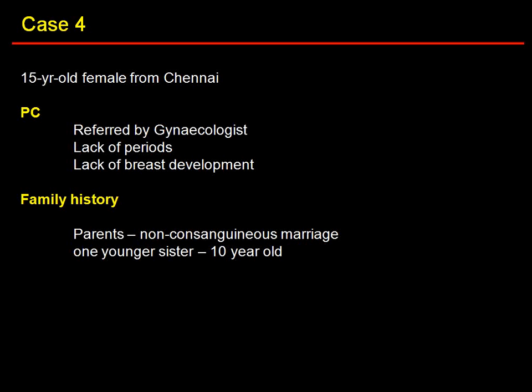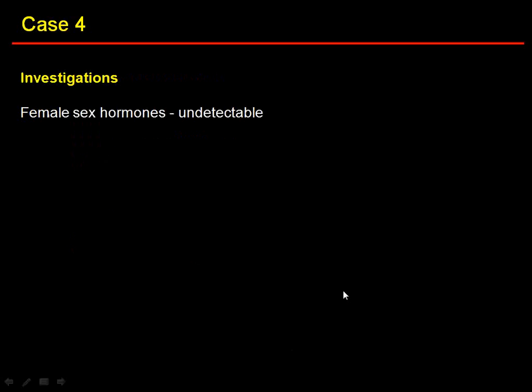This was a 15-year-old female, again from Chennai, referred by a gynecologist who saw her locally because the child did not develop periods, did not start having a period, and there was lack of breast development. The parents were not related, a non-consanguineous marriage. She had one younger sister who was 10 years old. When we measured the hormones, the female sex hormones were completely undetectable.